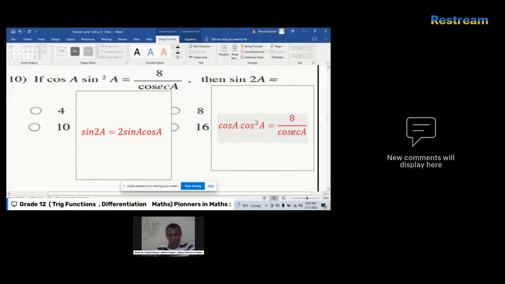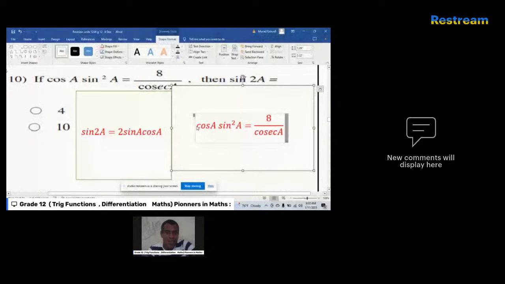In fact, sine equals sine square. Now let's multiply both sides by cosec. I'll just write it like that. I'll multiply both sides by cosec, so it becomes like that, learners.